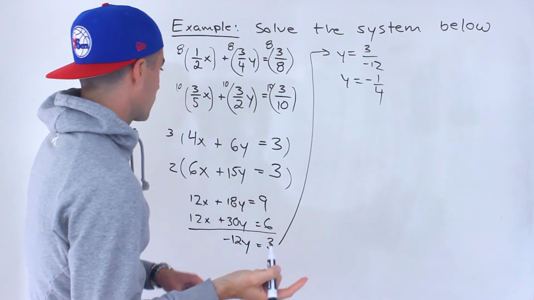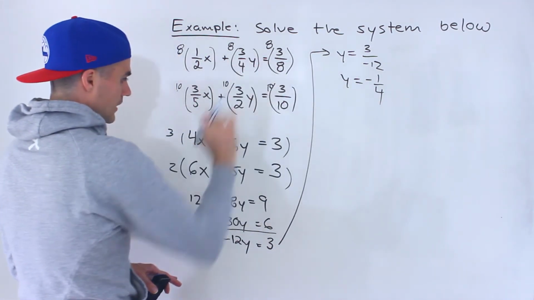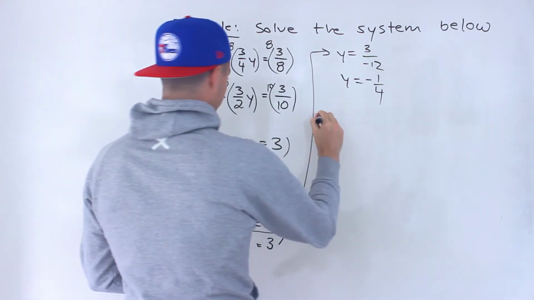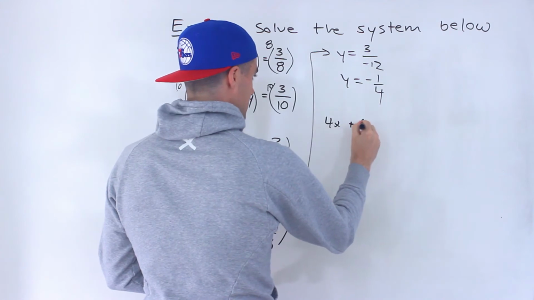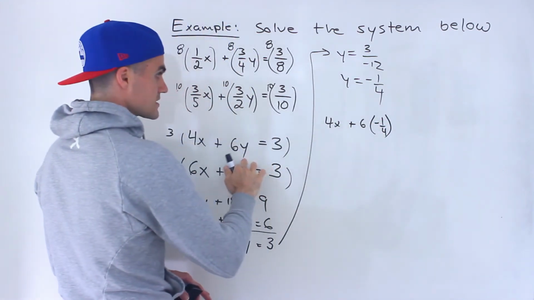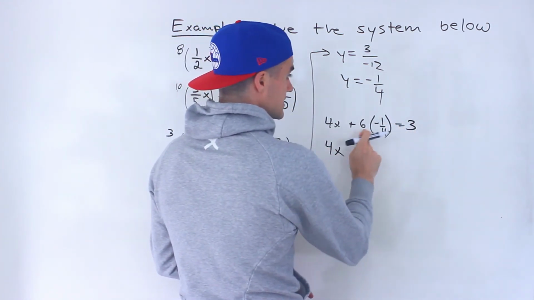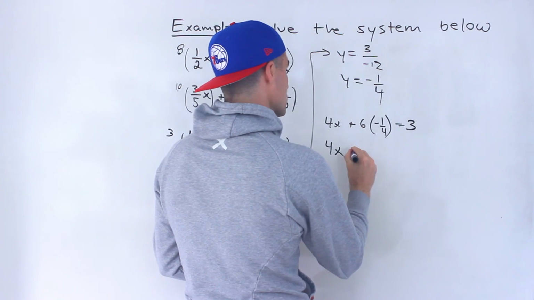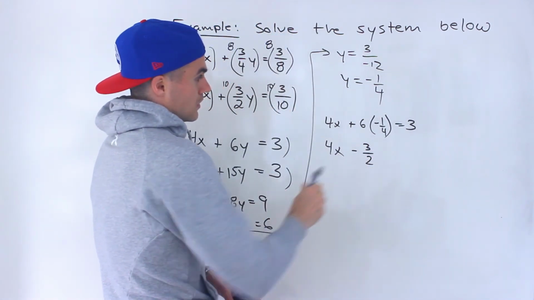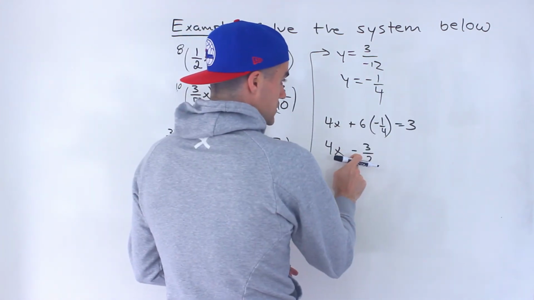If we want to solve for the x value, we can plug this into any equation and solve for x. I'm going to plug it into this one. So I'll have 4x plus 6 times negative 1 over 4, that's the y, and that's going to equal 3. So you'd have 4x, and 6 times negative 1 over 4 gives us what? Minus 3 over 2. Right, 6 over 4 simplifies to 3 over 2, and then the negative goes here.